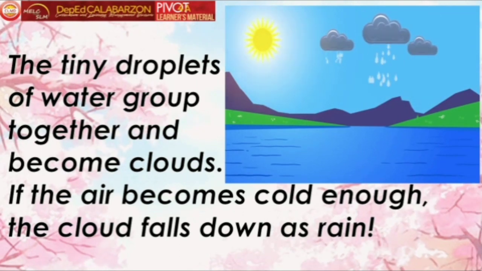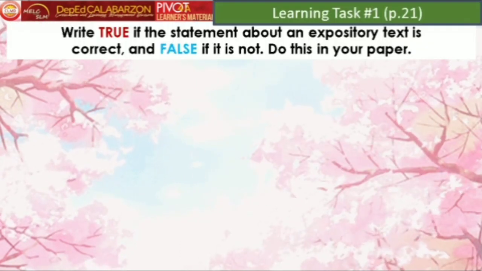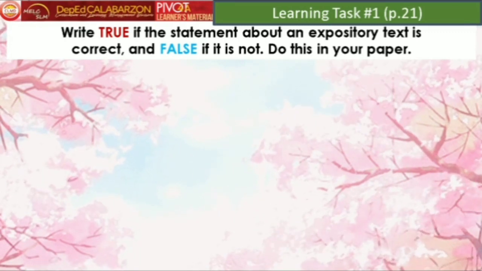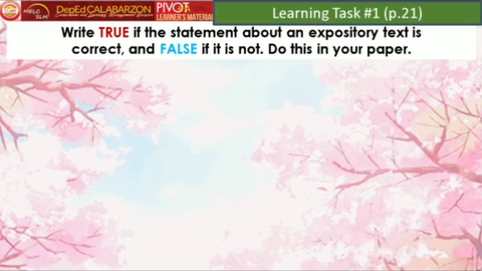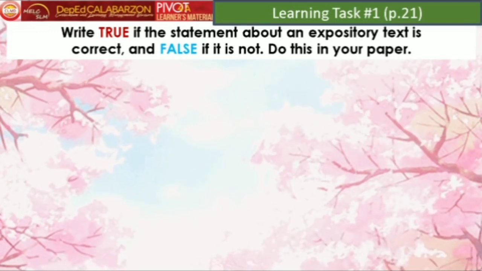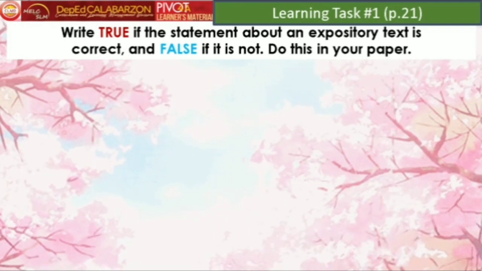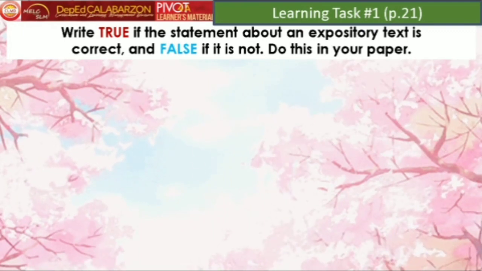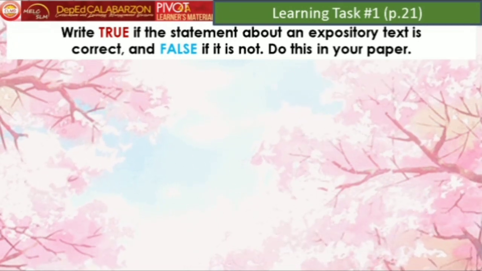Now, let's try to answer our learning task. Learning task number 1 on page 21. You may pause this video while answering the activities, and you can also write your answers in the comment box below. Here's the instruction of our learning task number 1. Write true if the statement about an expository text is correct, and false if it is not. Do this on your paper.